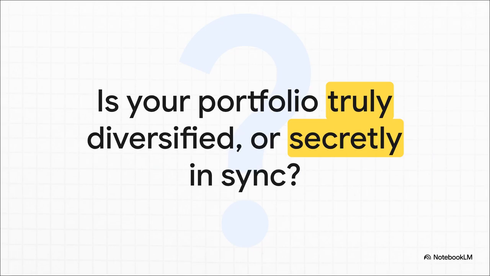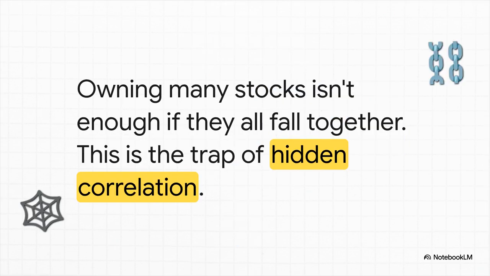So you think your portfolio is diversified, right? You own a dozen, maybe 20 different stocks. But what if that's just an illusion? What happens when a market storm hits and you realize all those carefully picked stocks are sinking together, like they're tied to the same anchor? This is the classic trap of hidden correlation.